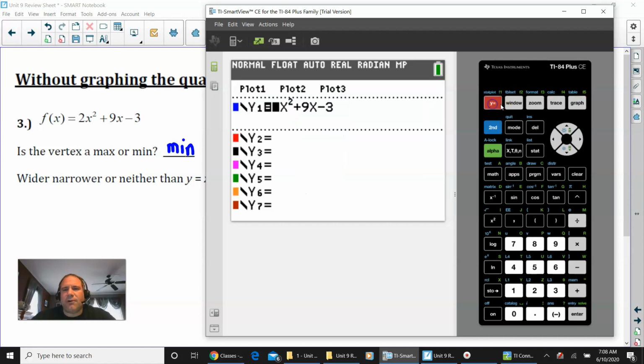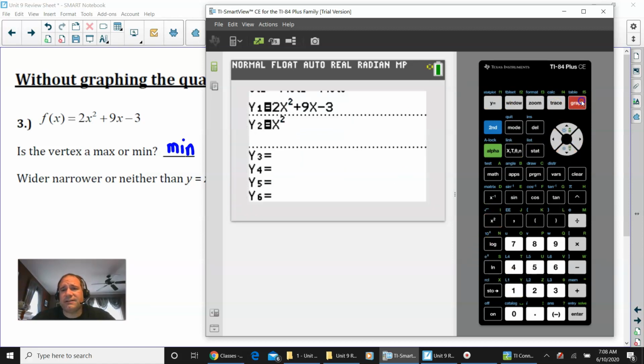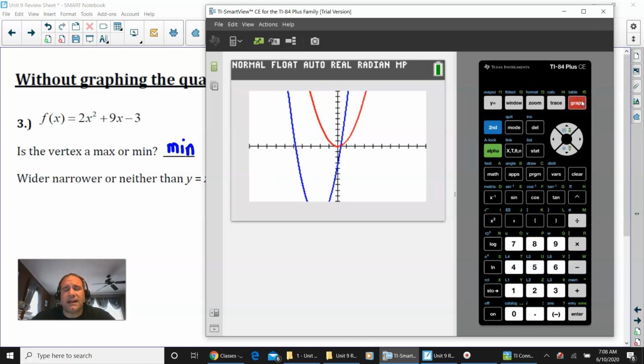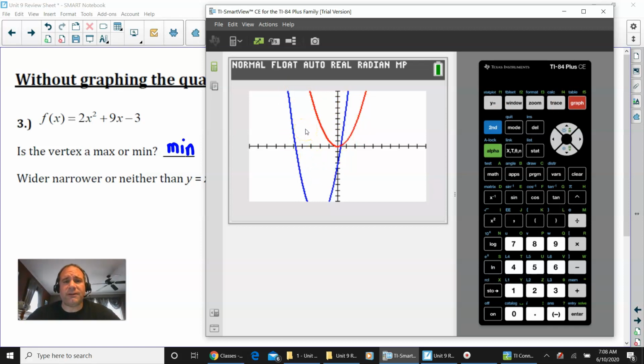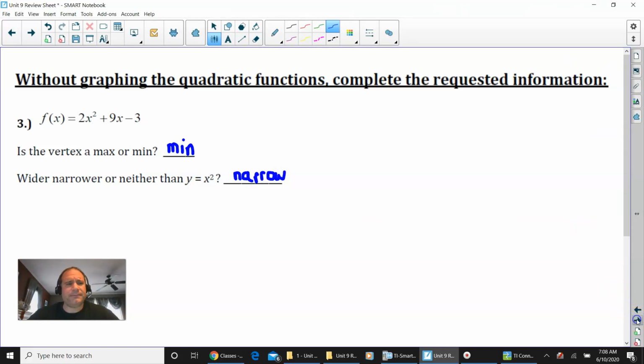Now, is that wider or narrower than x squared? If you know your stuff, you're going to say narrower. That's the x squared. You see how the x squared is? And this is narrower because that coefficient is further away from 0. Just an easy way to use the calculator.